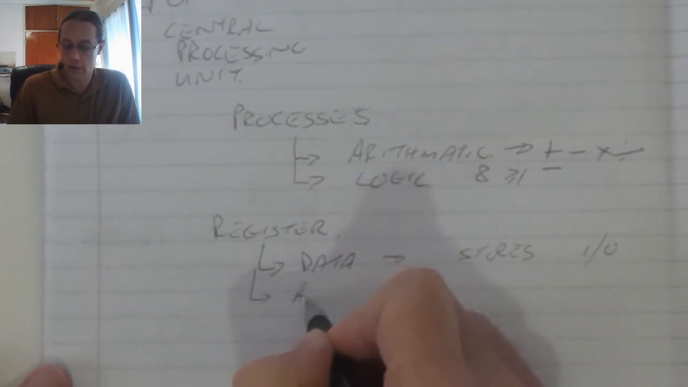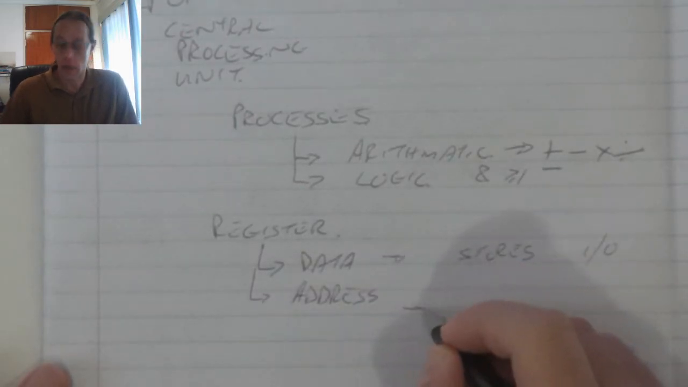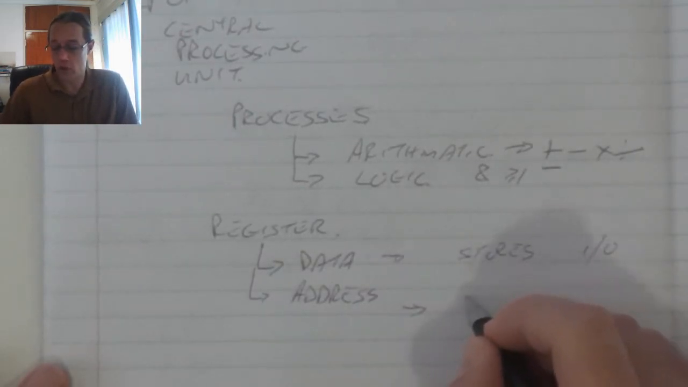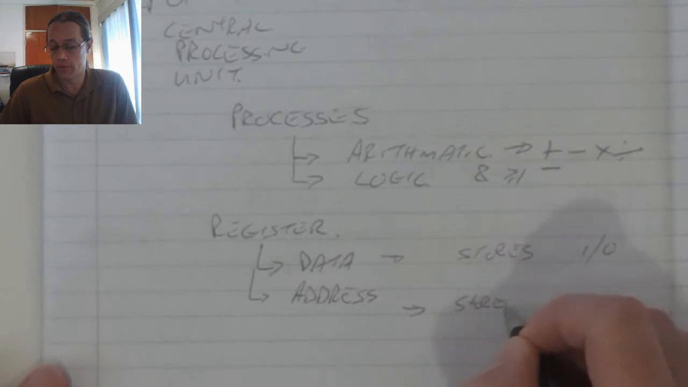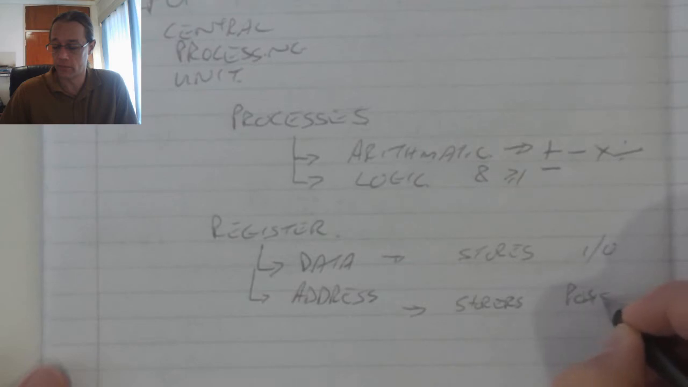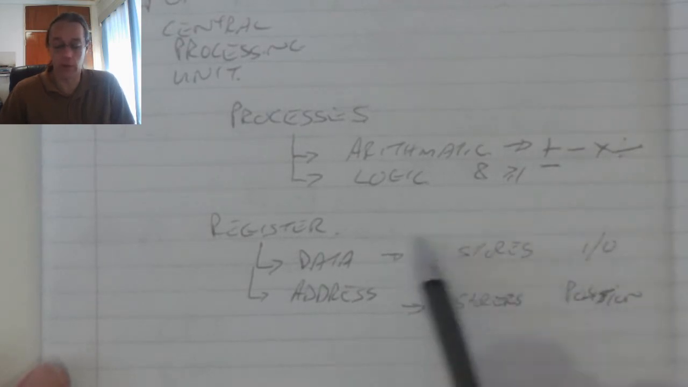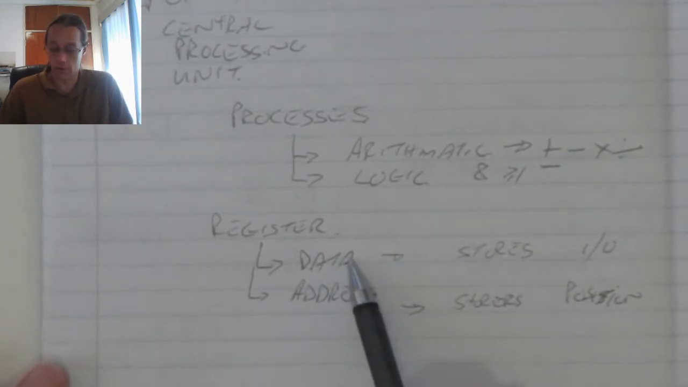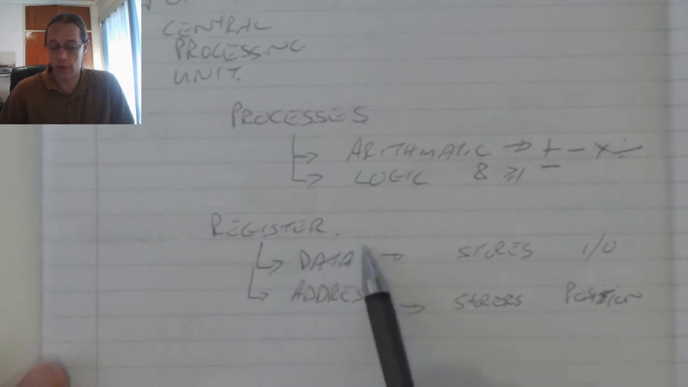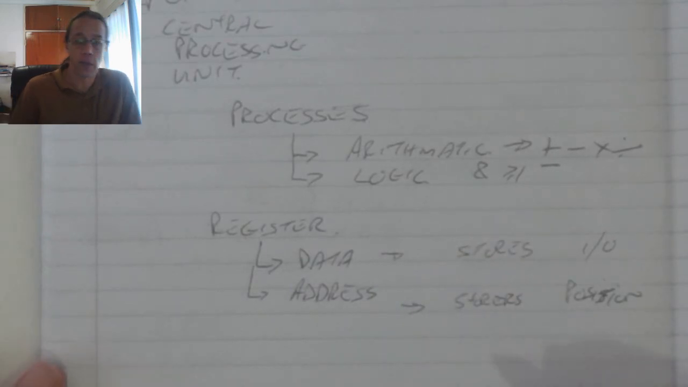Then we've got the address registers. These registers actually store the position of the data that has been stored by the data register. So this is the information, and the address register keeps track of what information is actually stored where.